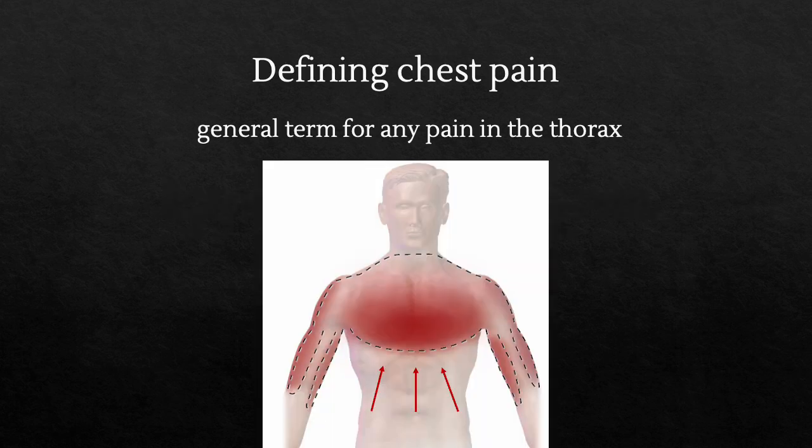So, we have to define chest pain. It's basically a general term for any dull aching pain in the thorax. The problem with that is, if you think back to anatomy, there are many important structures underlying the area highlighted where chest pain can occur. Where do we start? How do we diagnose? How do we treat? What is going to cause a patient to die right in front of you?